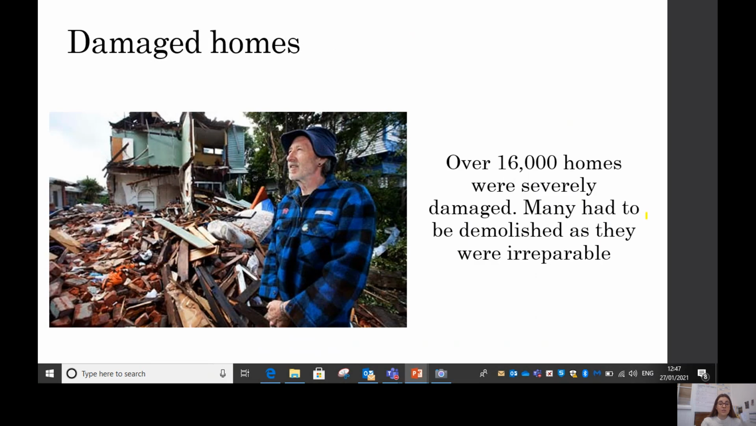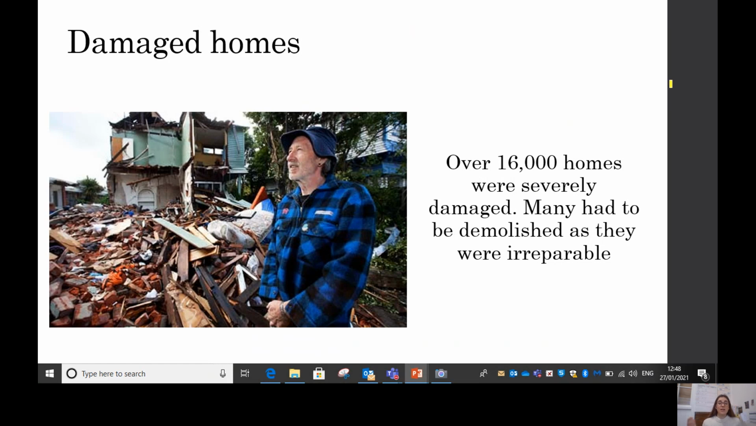And of course, homes were also damaged. Over 16,000 homes were severely damaged, and many had to be demolished as they were completely irreparable. So as you can see, this man standing outside his house, there's no way that anybody could save that house or try and rebuild it. It would just have to be levelled off the ground and rebuilt.